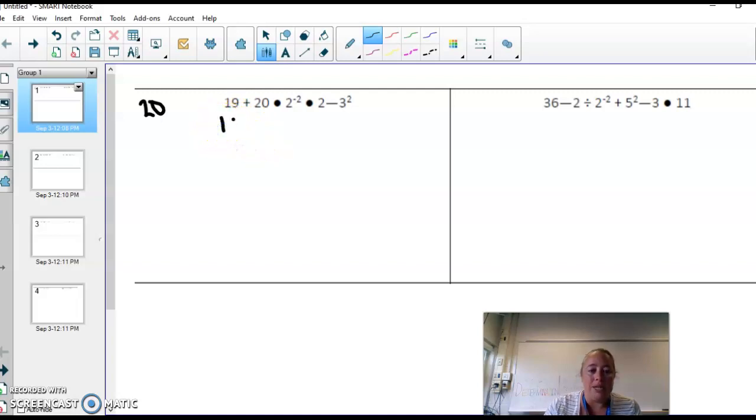All right, I'm going to go step by step here. So 19 plus 20. Okay, order of operations tells us we do exponents first. 2 to the negative second is 1 over 2 to the second, and 2 to the second is 4. So that's 1/4. I can do this exponent too. 3 to the second is 9. And let me write up PEMDAS here.